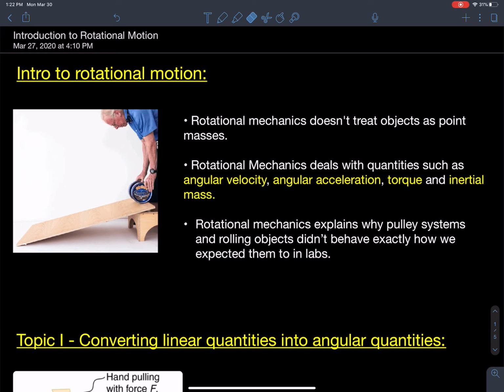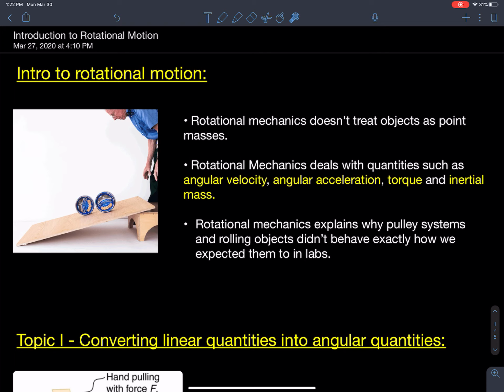So rotational mechanics deals with quantities such as angular velocity, angular acceleration, torque, and inertial mass. These are the key terms that you have to be able to develop definitions for to be able to explain what's happening in this setup over here, okay?